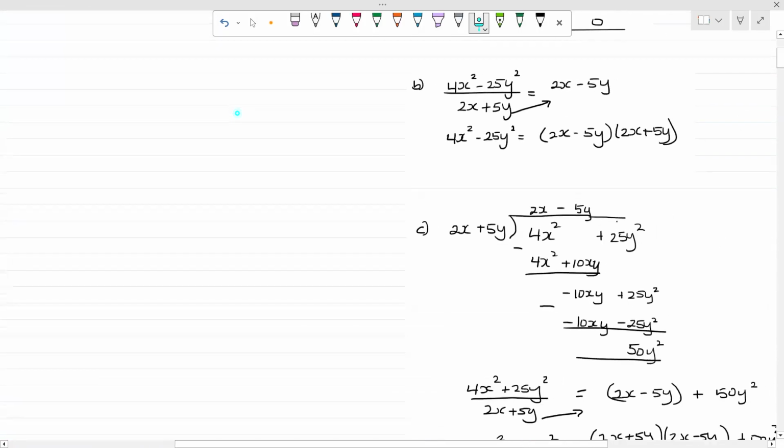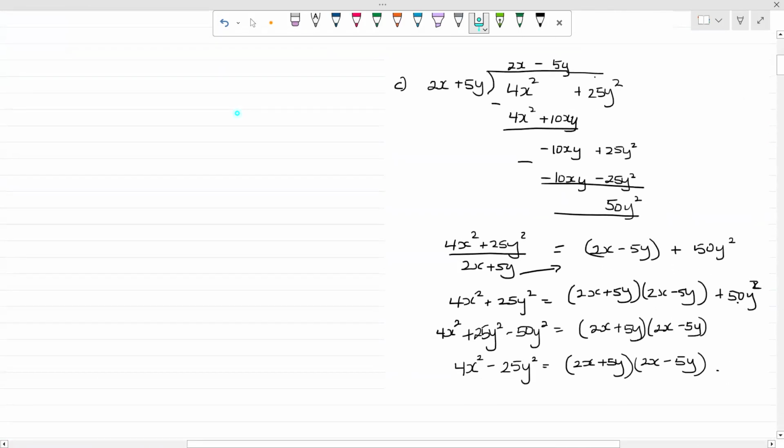All right, let's look at part C. Part C is the same thing, except that here, instead of a negative 25y squared, we now have a positive 25y squared. So that changes things a bit. Now, we will get the 2x minus 5y, as you can see on top of here. But now, look at what is happening. Whereas this was a negative before, and when I do the negative by a negative, I get a positive and it'll cancel out. I am now ending up with a remainder of 50y squared.